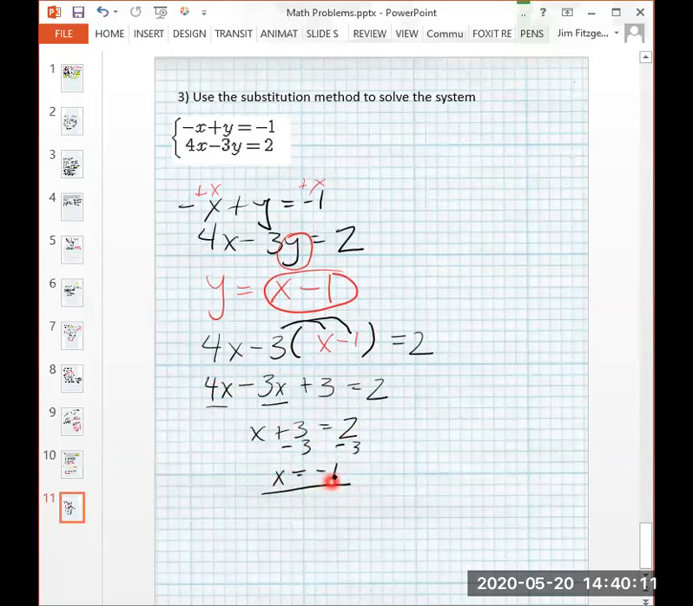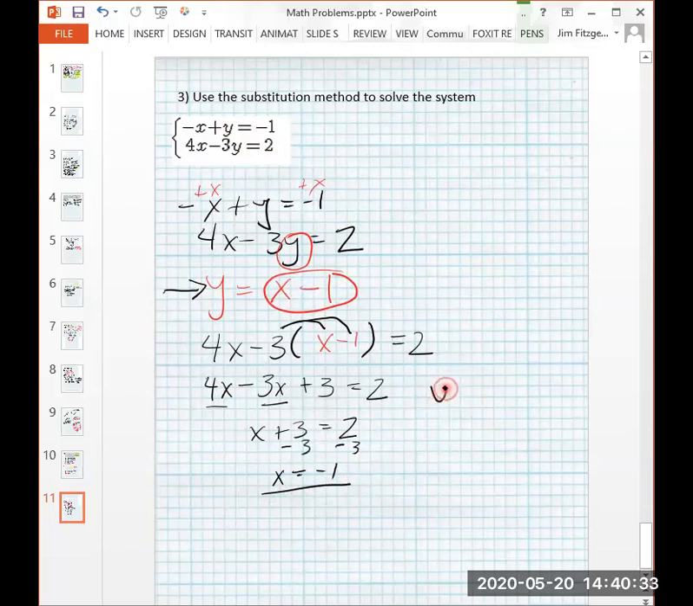I got the x coordinate. I need to find out the y coordinate. Now, I can go back and take this -1 and plug it into any of these equations up here. But since this one's already solved for y, I'm going to go ahead and just plug it right back in up there. I'm just going to replace x with -1.